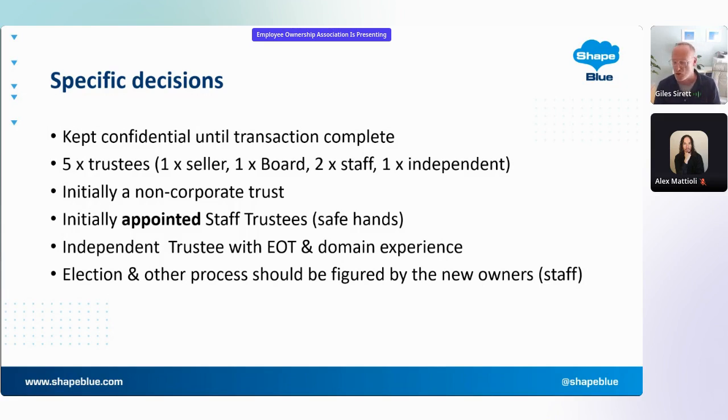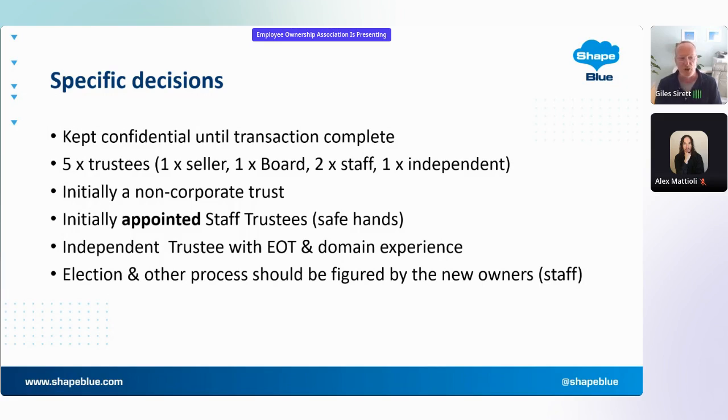Sean, our independent trustee, we chose because he was somebody with domain experience. He was from the IT industry, and also had experience of employee ownership. He had taken his own organization, Network ROI, based up in Scotland, through an employee ownership transaction.